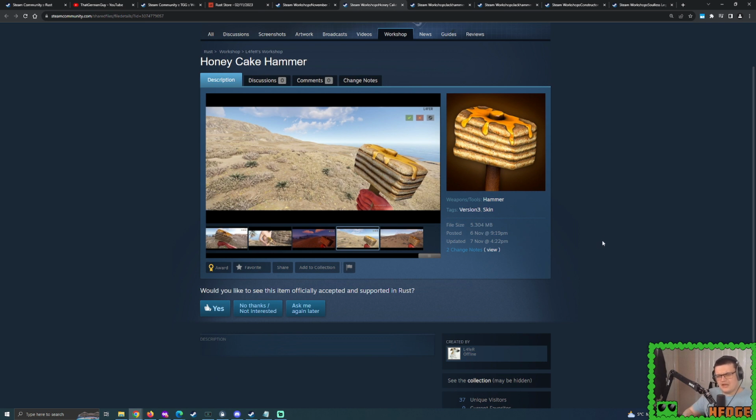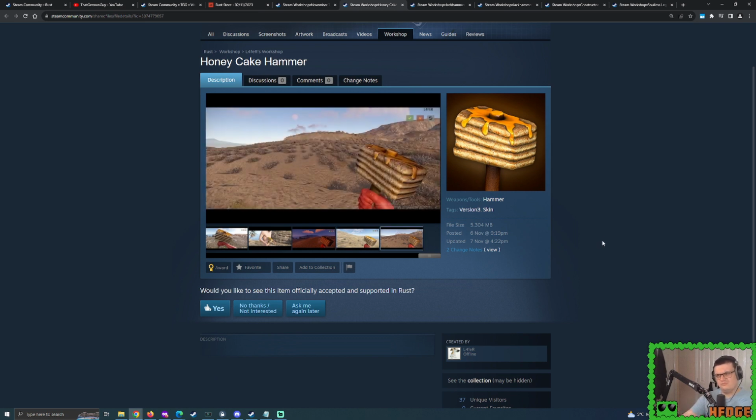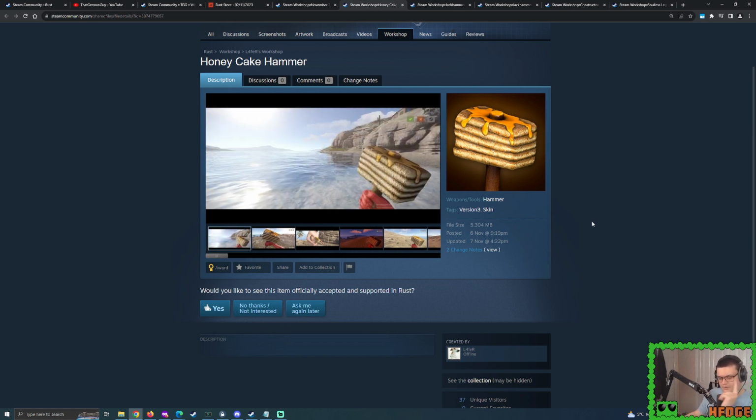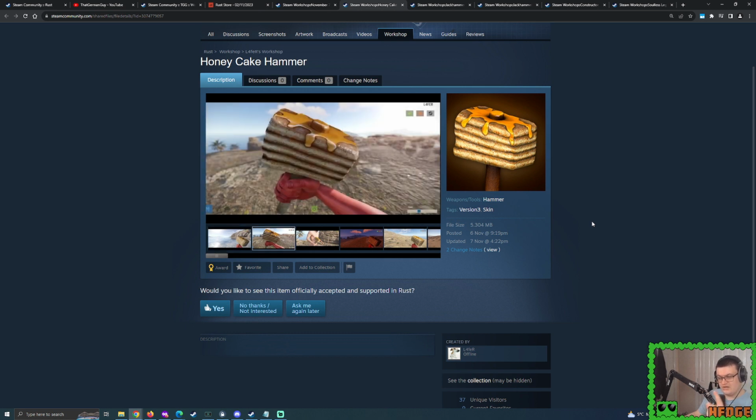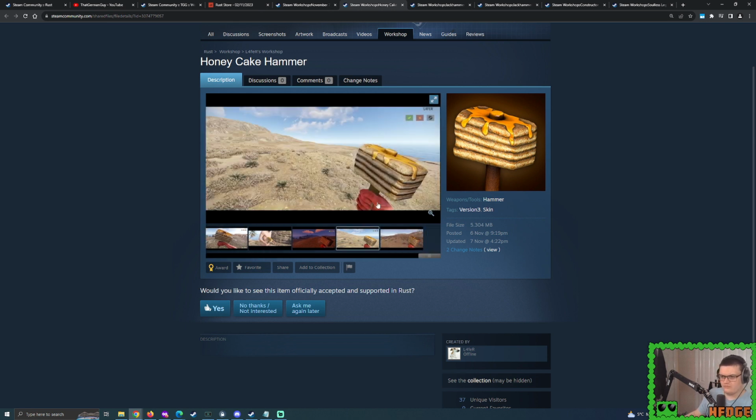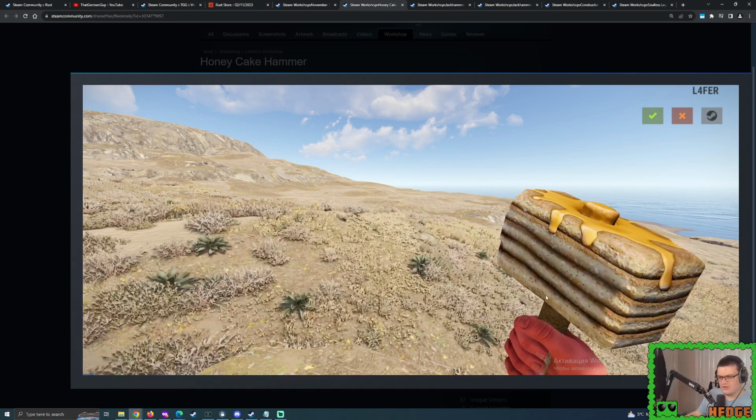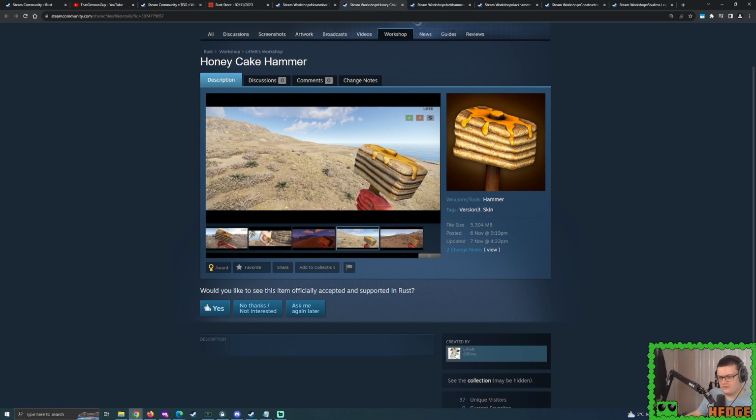Well, we haven't had a hammer skin accepted for like how long? It's definitely pushing closer to 2 years now, I believe. The last marketable hammer skin to be accepted into a Rust store was March of 2022. Yep, it's been a long time. So, hey, if you're thinking to yourself right now, I could really do with a brand new hammer skin, well, please consider voting yes or no for the Honey Cake Hammer, produced by Mr. L4FER. Best of luck to you, sir, and let's move on.